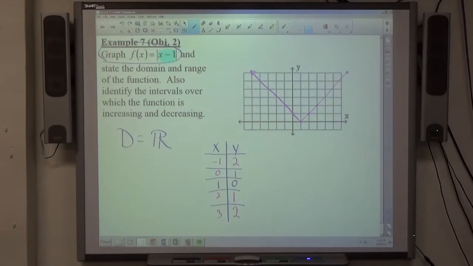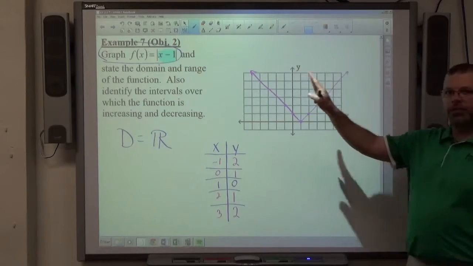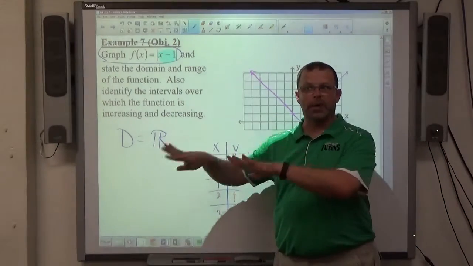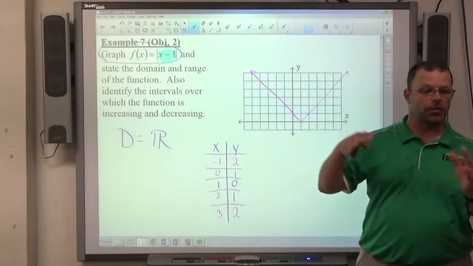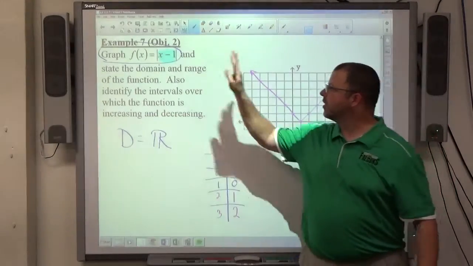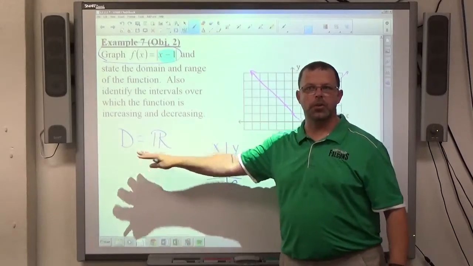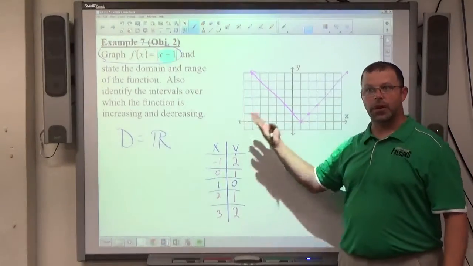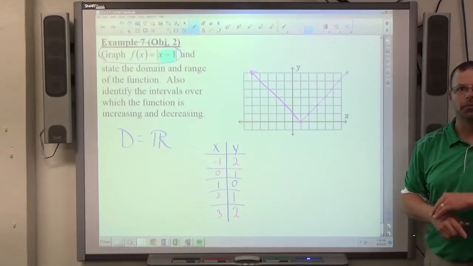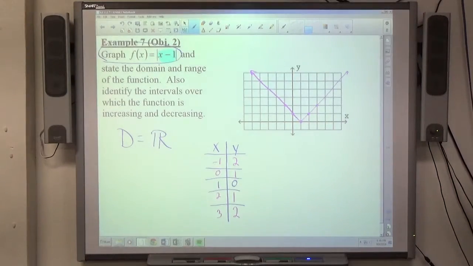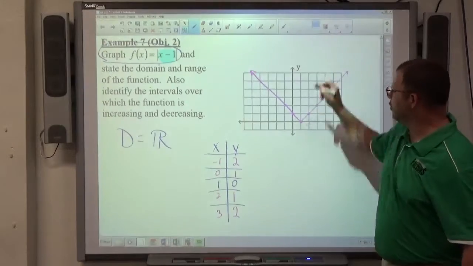All right. Domain is all about restrictions on the function. It's all about what x can be. It's all about, is there division, is there square roots, that kind of stuff happening. This had no restrictions, so all real numbers could be used. We picked a few numbers to create the graph, and we assumed the rest of the graph going to both infinities, right? So, range.